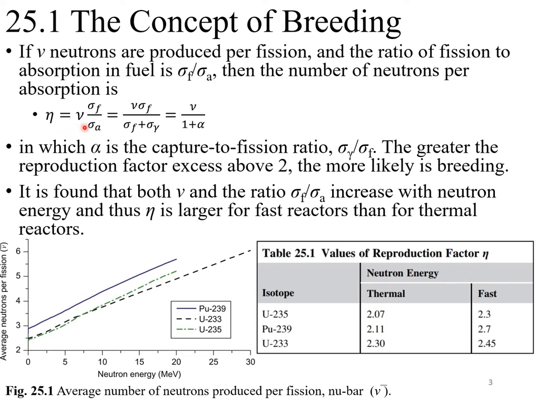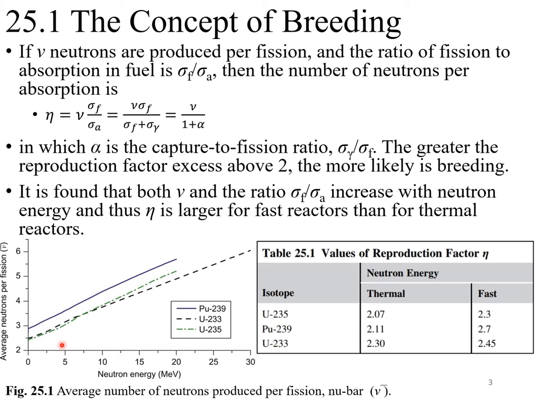Then we expand sigma A as sigma F plus sigma gamma, that is fission cross-section plus the capture cross-section. Then we divide the sigma F from the denominator and also the numerator. So we get eta is equal to mu over 1 plus alpha, in which alpha is the capture to fission ratio, sigma gamma over sigma F. The more the reproduction factor exceeds 2, the more likely is breeding. It means that we want this eta to be as high as possible, and it should be at least 2.